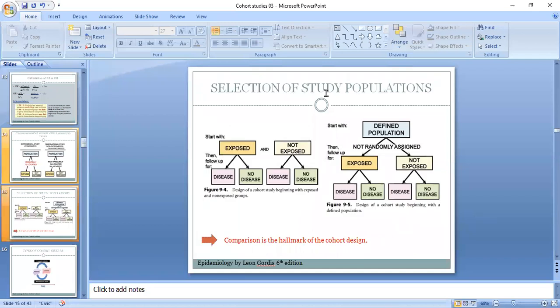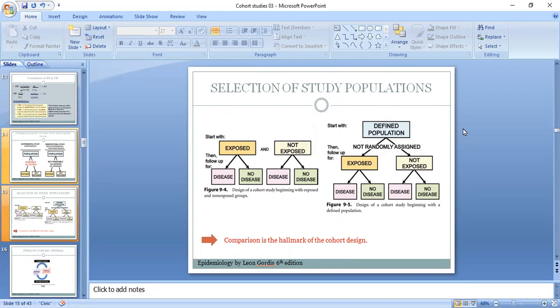Now, the selection of a study population. This can be started by two methods. The researcher can start either by selecting the exposed and not exposed group, then follow up over time to see whether the disease developed in the exposed or not exposed group, or the researcher can start his study by selecting a defined population. He doesn't know the exposed and non-exposed group, and then follows over time.